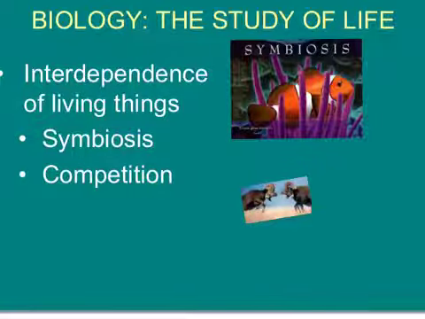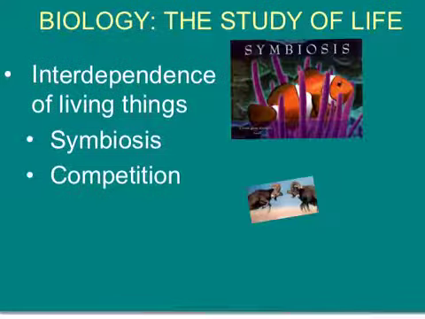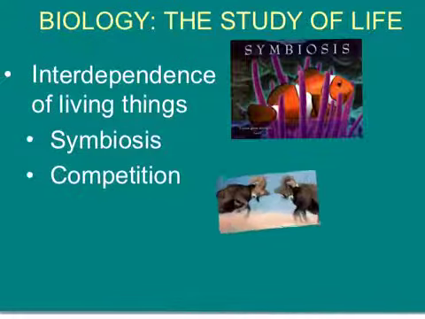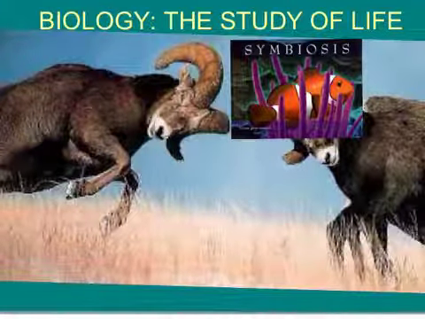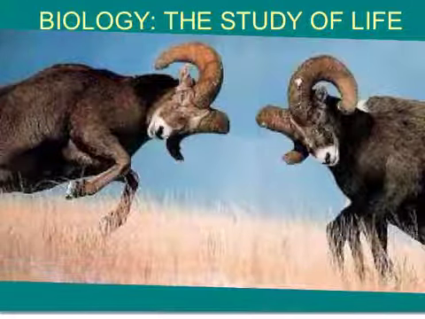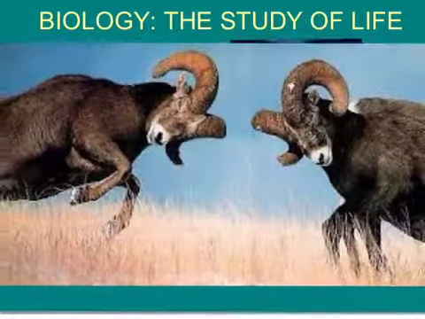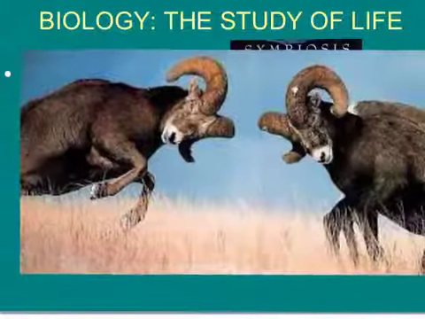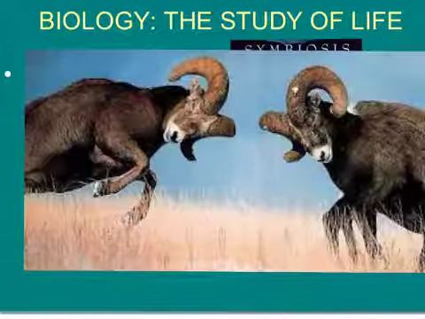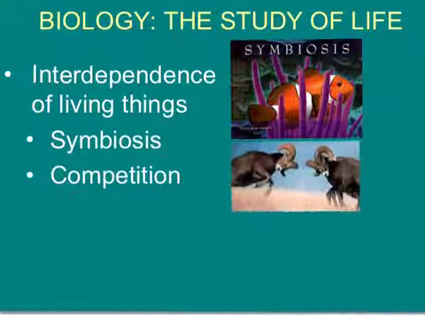The next thing in the interdependence of living things is how organisms compete for resources. They compete for space. They compete for mates so that they can reproduce. So here's two pictures of two sheep butting heads to see who gets to reproduce with the female. The most fit is going to be able to survive, which is a tenet of evolution, the survival of the fittest. So competition is something that all organisms do.